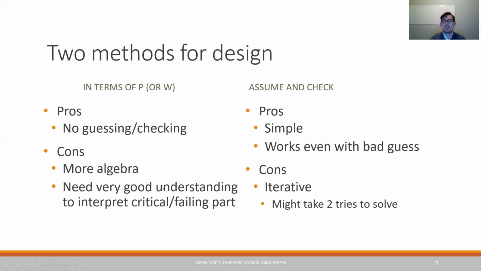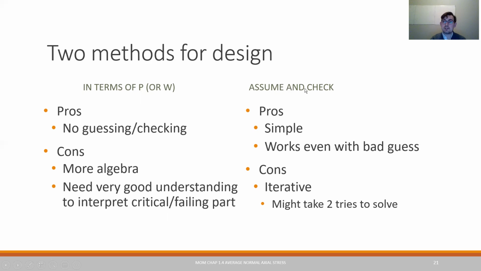You also have to have very, very good understanding of how to interpret the critical or failing part when you get to that point, right? Just because you got a higher 3W or a 2W, you really have to go back to the stress and you have to really understand what's going on there to use the P or W method correctly.